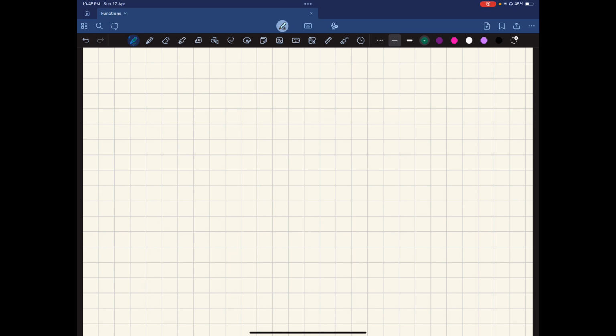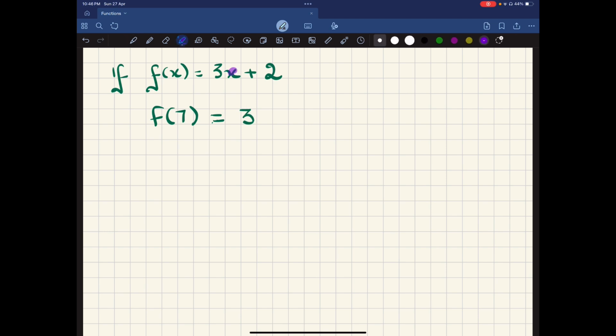So for example, if f of x is equal to 3x plus 2, as we've stated already, and the question asks you to find f of 7, what does it mean? It means the value of the function when x is equal to 7. So we're simply going to substitute. You can just highlight wherever there is an x in the function and substitute this value there. So 3 into 7 plus 2, 21 plus 2 gives you 23.